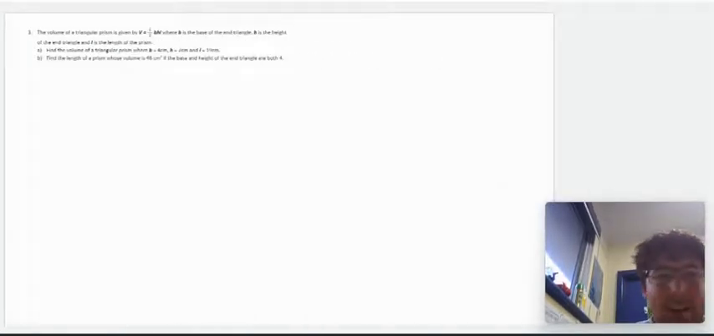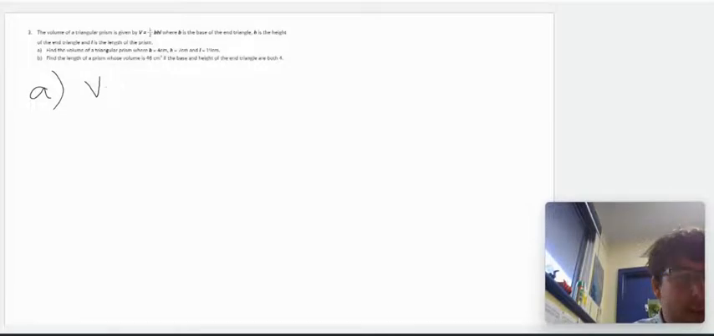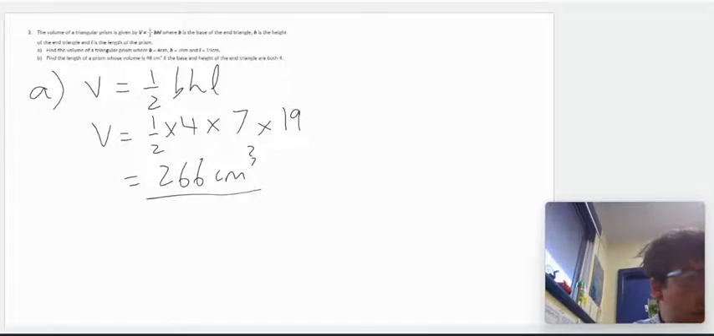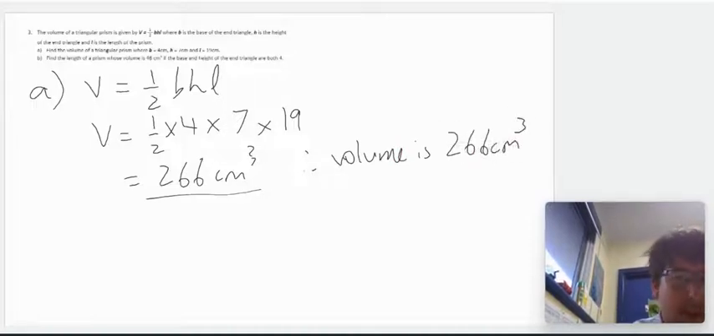All right, so what have we got here? For question A, we're going to need to first write the formula. Then we substitute in what we know. So we know that the base is 4, the height is 7, and the length is 19. So we just put all those together, which is 266 centimeters cubed. Because this question's a measurement question and it gives us units, we need to make sure we put our answer using the units. So therefore, volume is 266 centimeters cubed.